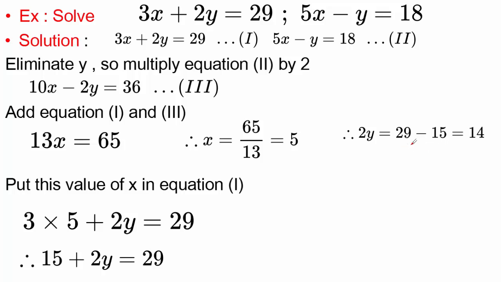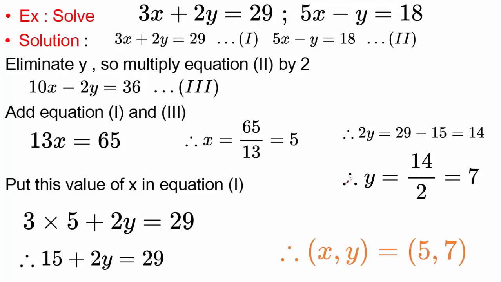2y equal to 29 minus 15, and hence y equal to 14 by 2 equal to 7. Thus we got two values, x equal to 5, y equal to 7, and hence the solution of the system is (x, y) equal to (5, 7). This is the solution of the system.